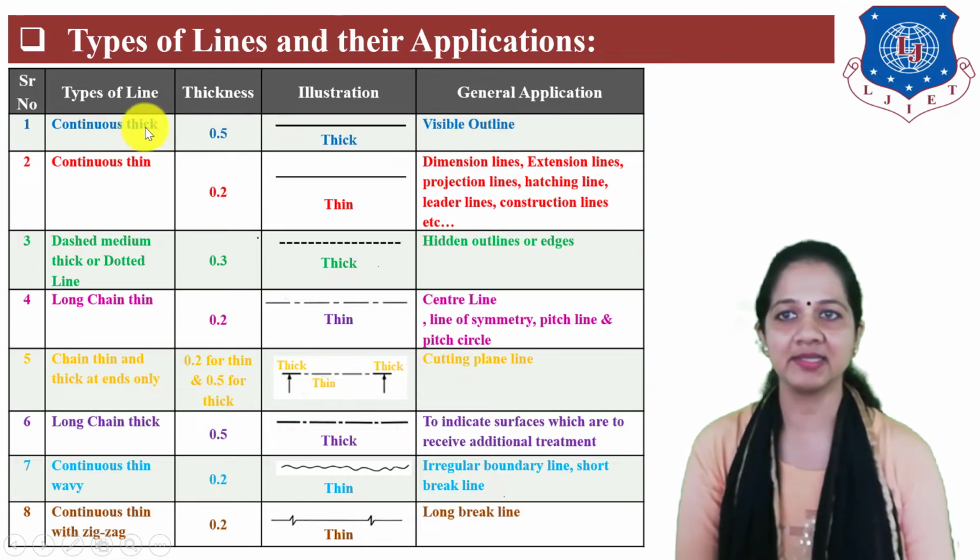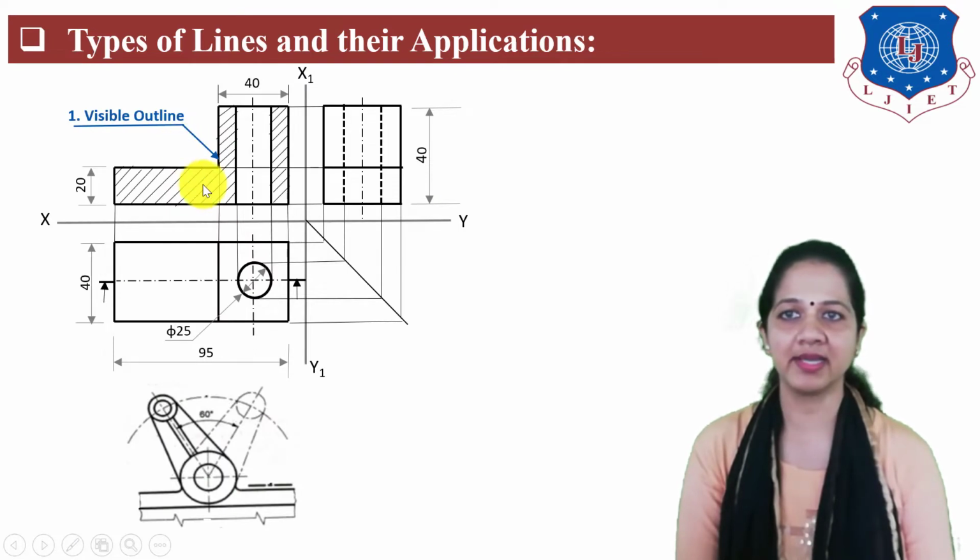Let us understand this line by using drawing. Here I have taken orthographic views of given 3D object. So this is sectional front view, this is top view and this is side view. Here all these thicker lines are visible outline of the object. So it is represented by continuous thick line.